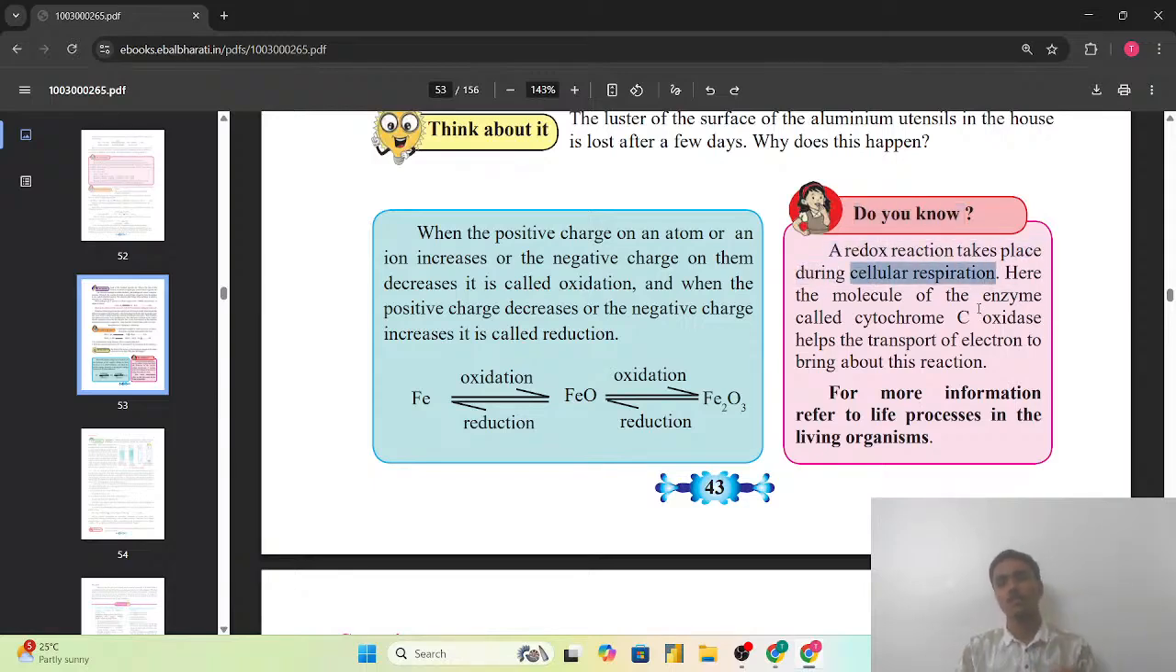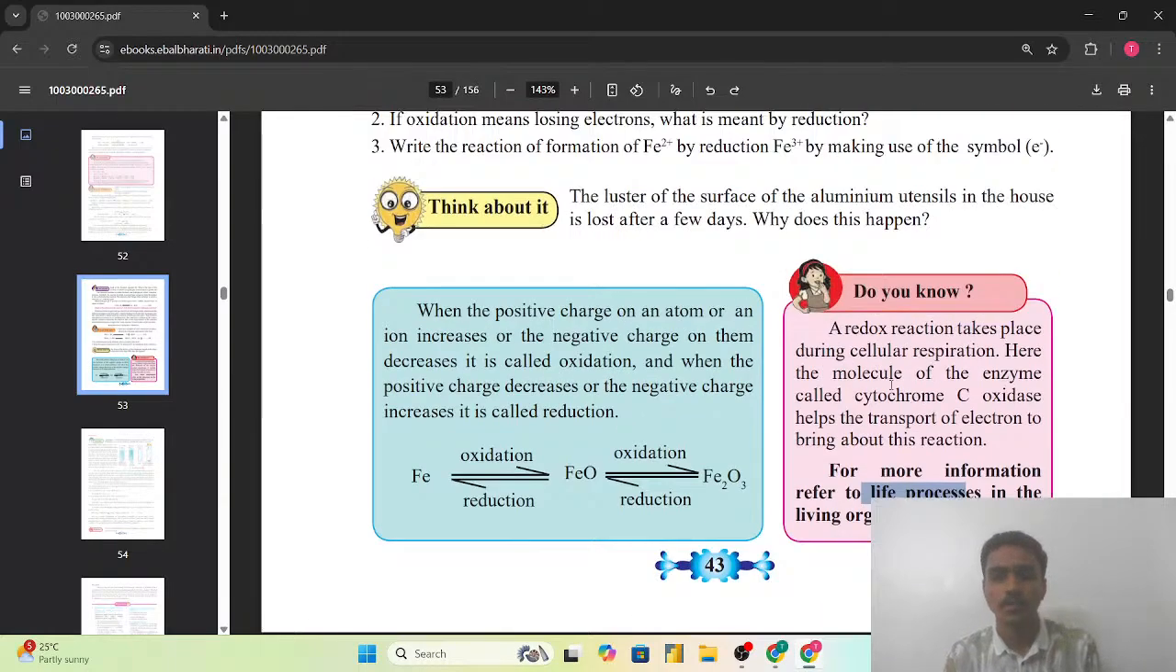Cellular respiration के बारे में हम साइंस 2 में इसके बारे में डिटेल एक चैप्टर है that we will be studying later. सो सेल्यूलर रेस्पिरेशन में हम देखेंगे वहां पर कि वहां पर जो रिएक्शन होती है वो रिडॉक्स रिएक्शन है। That means both the oxidation and the reduction reaction taking place. Here the molecule of the enzyme called cytochrome c oxidase helps the transport of the electron to bring about this reaction. For more information, refer to the life process in the living organisms. This is the only chapter which is there in the science two, that we will be studying about that.